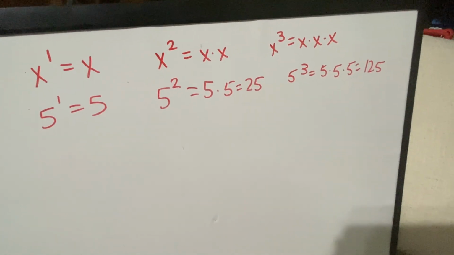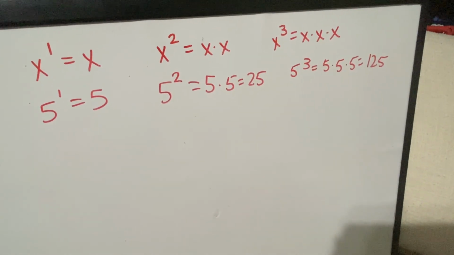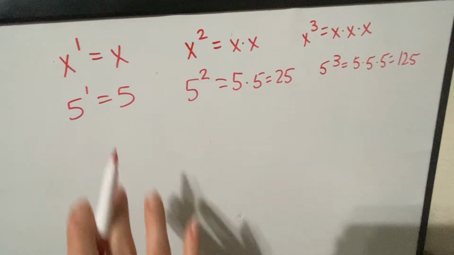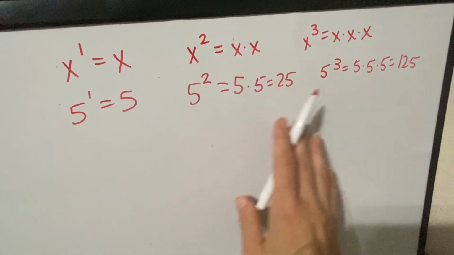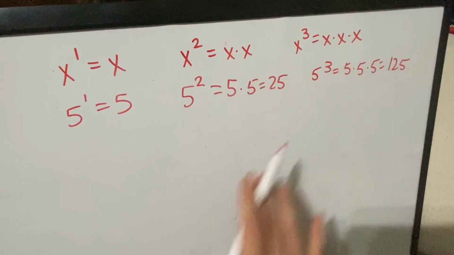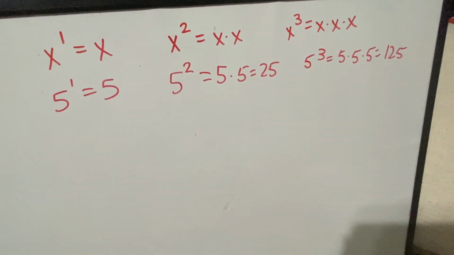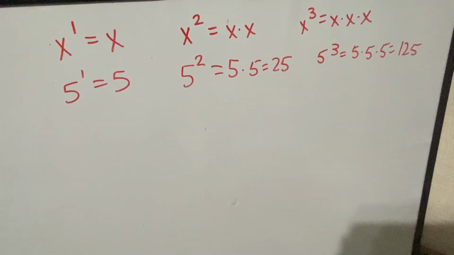So that's how you work through that and make sense of it. X to the first is just itself. X squared is x times x. X cubed is x times x times x. And you can put numbers in for your x and solve problems.